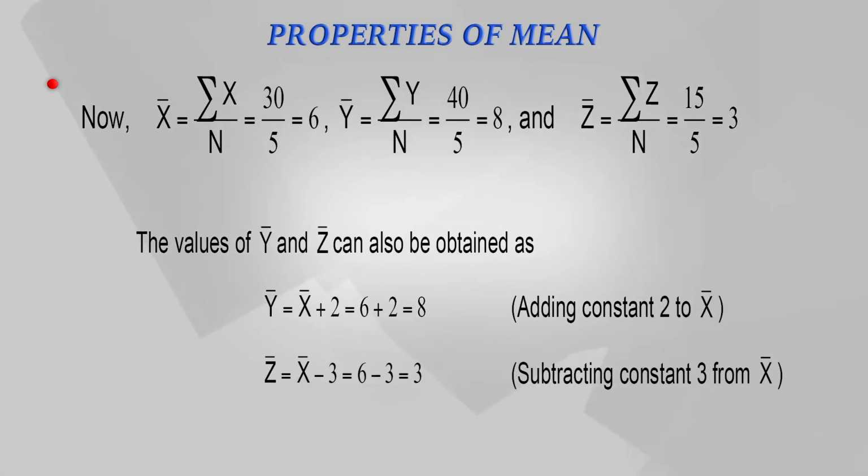And from the property, if we obtain the mean of y bar by adding a constant value 2 to the mean of x bar, it is also 8, and if we subtract a constant value 3 from the mean of x bar, we can obtain the mean of z bar. So that means if we add or subtract any constant value from each and every value of a variable x, then the mean of the new values will also be added or subtracted by the same constant value.